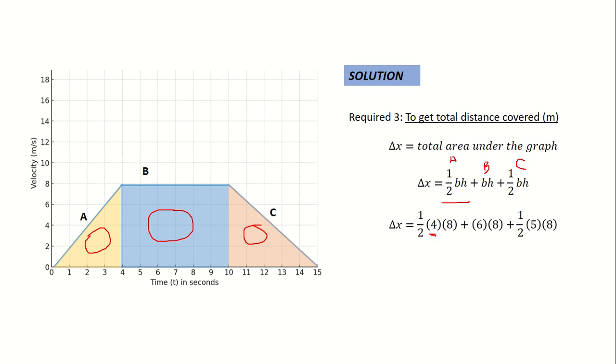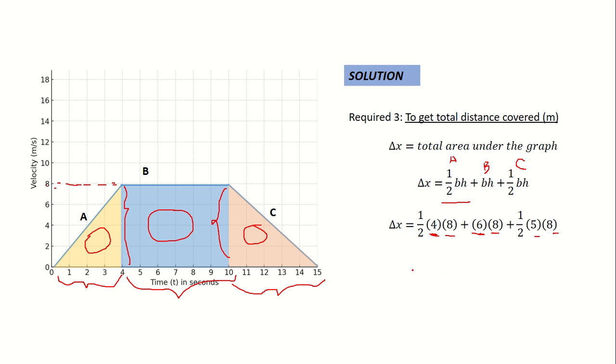So the base for letter A is 4, obviously. This is the base. The height of all of them is 8. This is the height. So 4 and 8. The base is 6. This is 6. Again, the heights are all the same. That's 8. And then here the base is 5, and then the height is also 8.